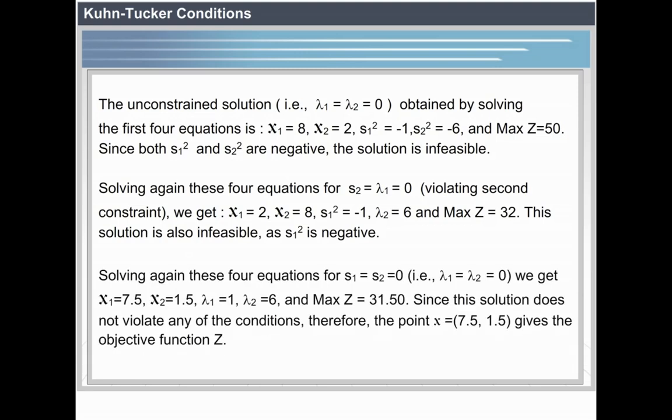Solving again these 4 equations for s1 = s2 = 0, that is λ1 and λ2 not equal to 0, we get x1 = 7.5, x2 = 1.5, λ1 = 1, λ2 = 6, and maximize z = 31.50. Since this solution does not violate any of the conditions, the point x = (7.5, 1.5) gives the optimal objective function z.